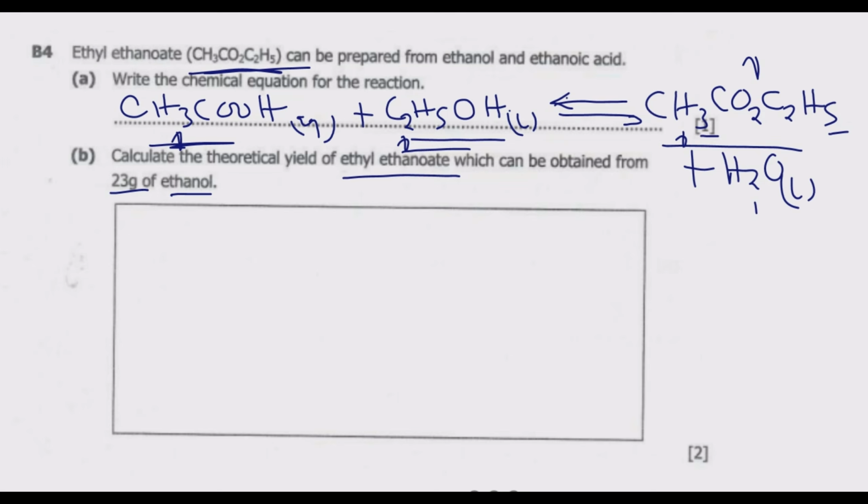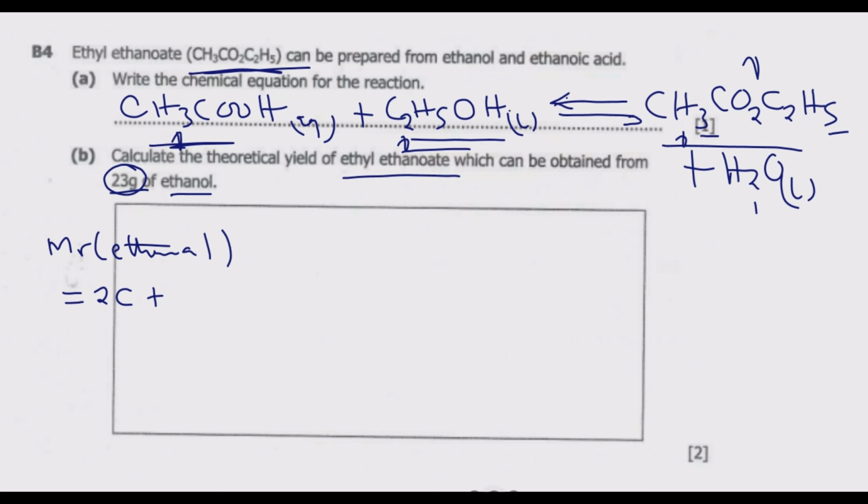So what you need to find is the number of moles that are in 23 grams of ethanol. We know the formula for ethanol, so we just need to find the relative molecular mass of ethanol. What we notice in this case, we start with how many carbons are in ethanol. There are 2, so it's 2 times C, then plus how many hydrogens are in ethanol.